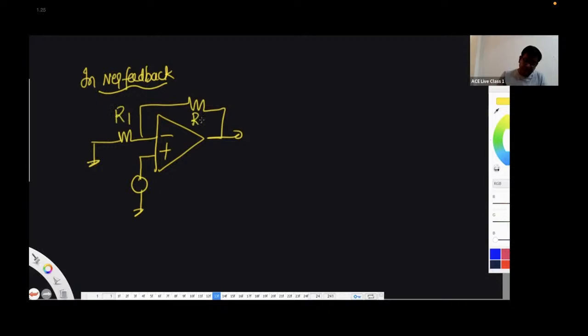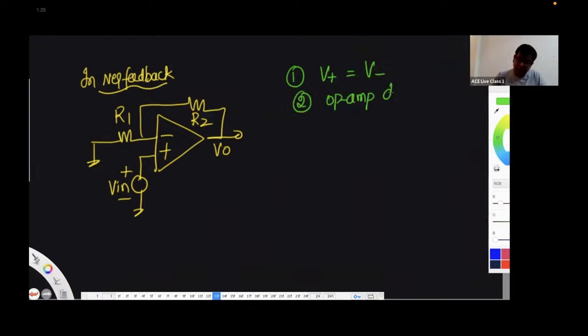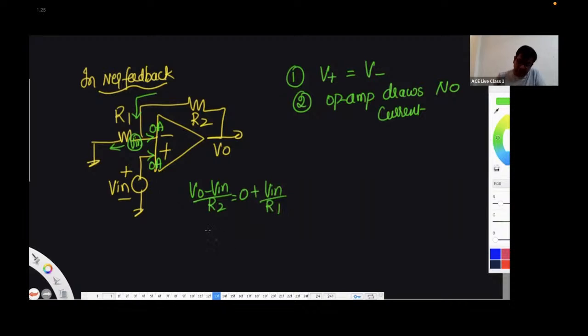then you should not forget that in negative feedback, whenever you want to solve, you have to take two assumptions, right? One is the voltage at non-inverting is equal to the voltage at inverting. Two, op-amp draws no current. So if this is Vin, and this current is in. And now it becomes a network. You can apply KCL, entering current equal to leaving. So (V0 minus Vin) by R2 is 0 plus Vin by R2. So from here, you get V0 is (1 plus R2 by R2) times Vin.